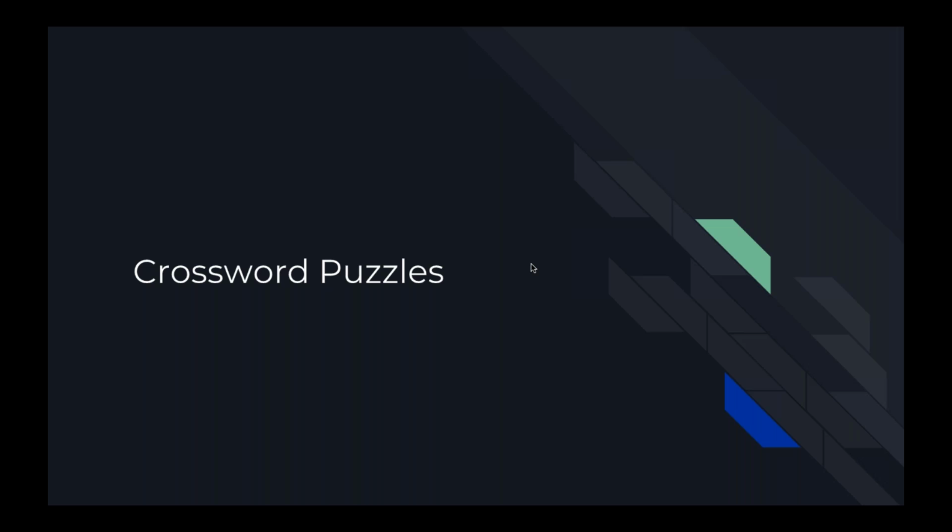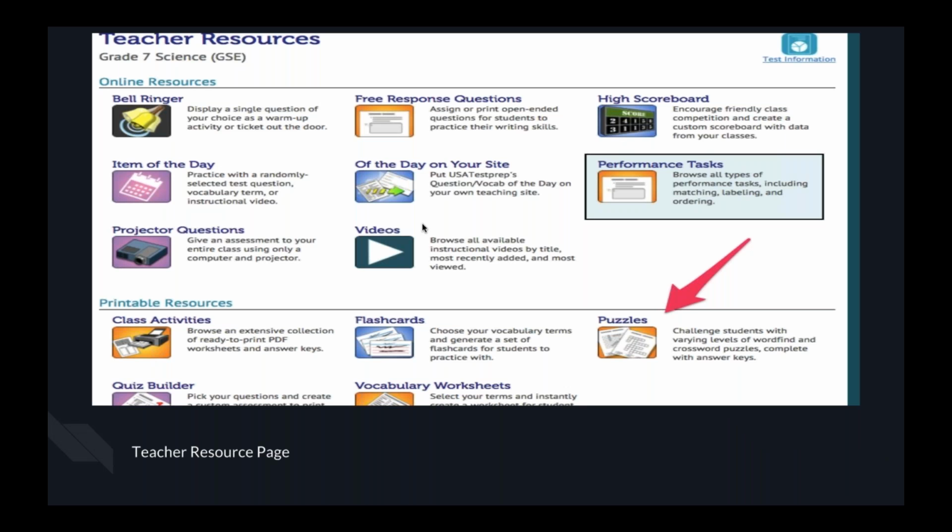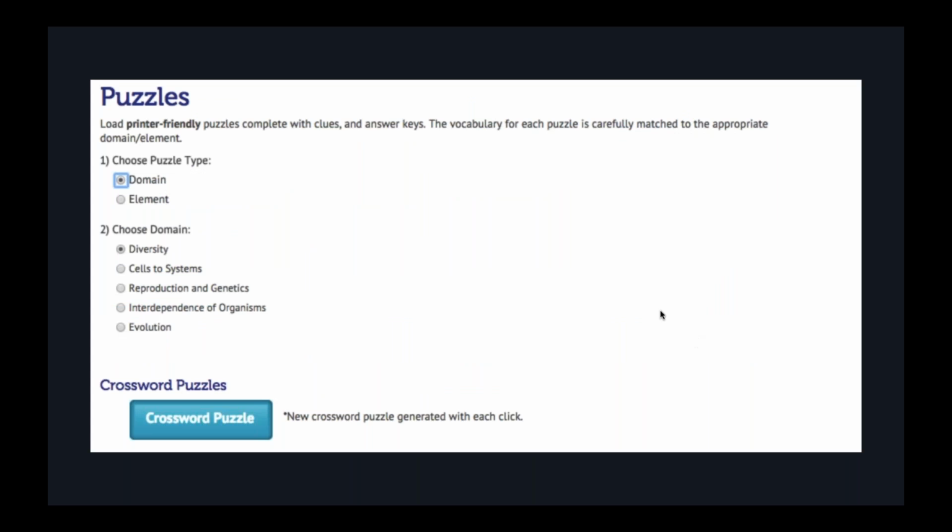Moving on, we have our crossword puzzles. There are 2 different ways to access crossword puzzles: one's from the teacher side and one's from the student side. For the teacher side, again, you would choose 7th grade and then science or whatever you teach. Underneath these printable resources, that's where your projector games are. But remember, I said they're online resource, printable, and then projector games. Underneath the printable resources, you would choose the puzzles box. And then you would choose either a domain or element, and then you would click Generate Crossword Puzzle.